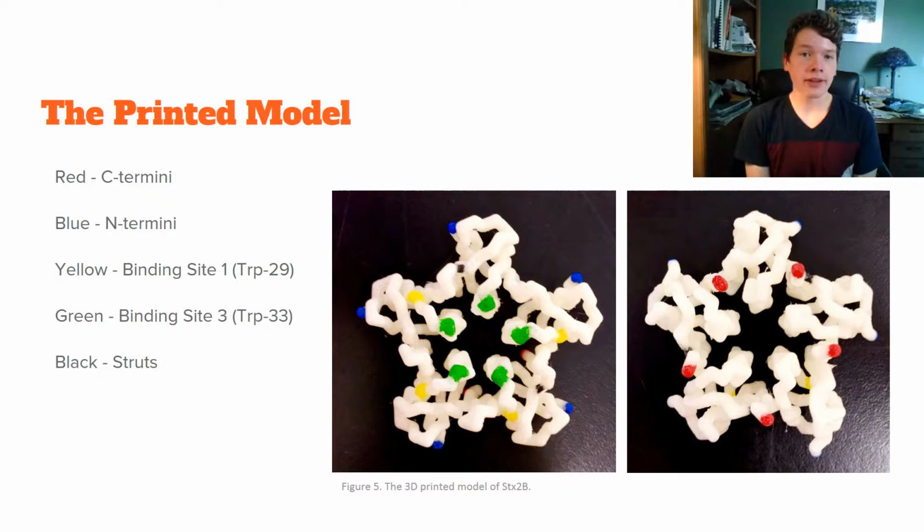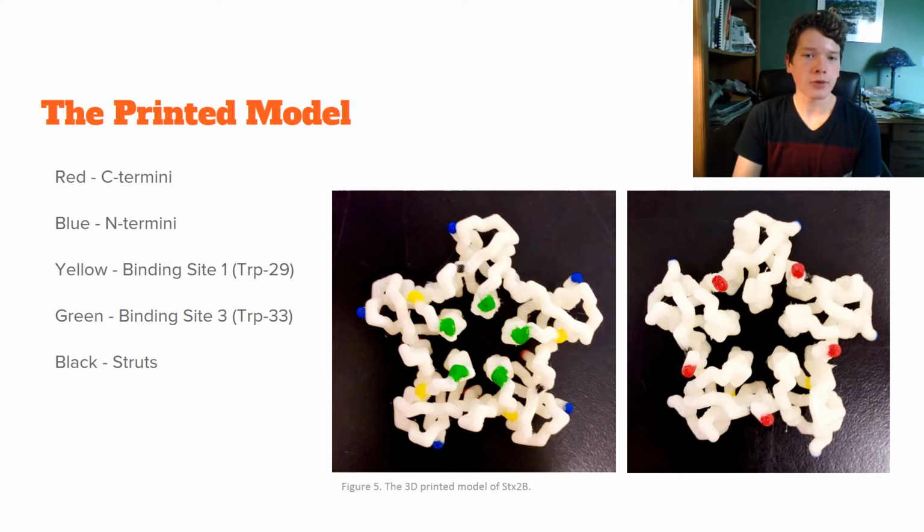We created a 3D printed model of our protein, which can be seen in figure 5. The C termini of the backbones are painted red, the N termini are painted blue, binding site 1 at the 4 residues of tryptophan 29 is painted yellow, binding site 3 at each tryptophan 33 residue is painted green, and the structural supports are painted black. Our print came out very cleanly, and our model is an accurate representation of STX2B.